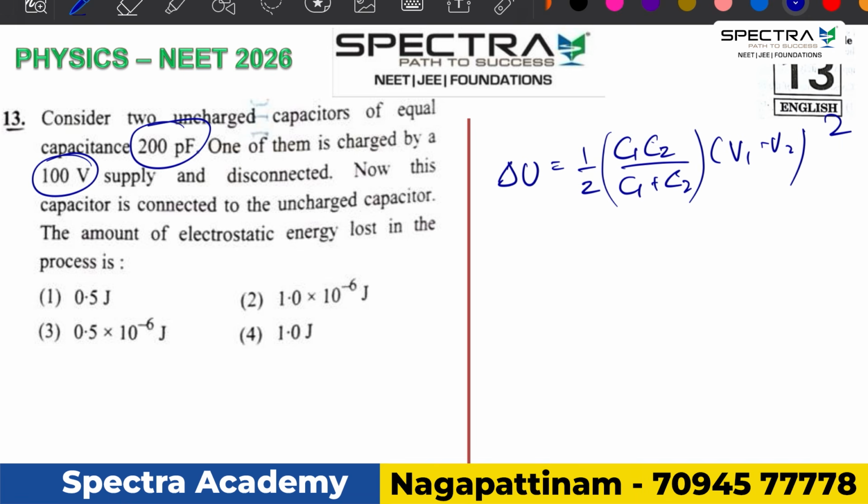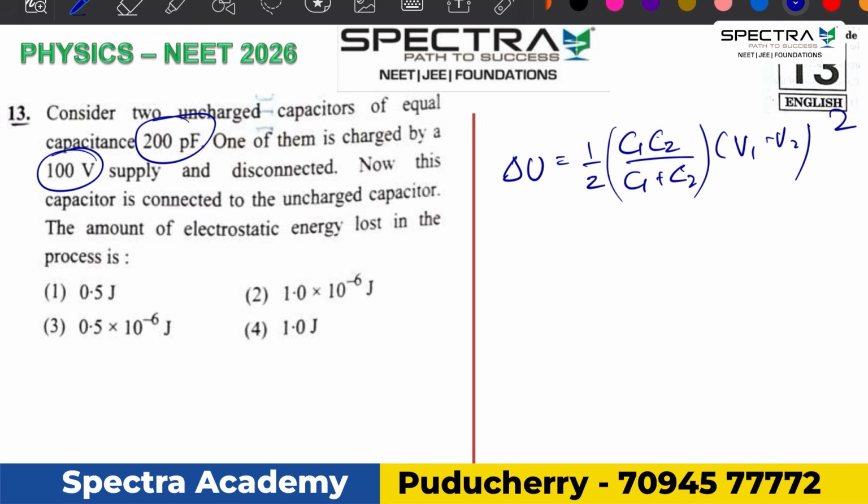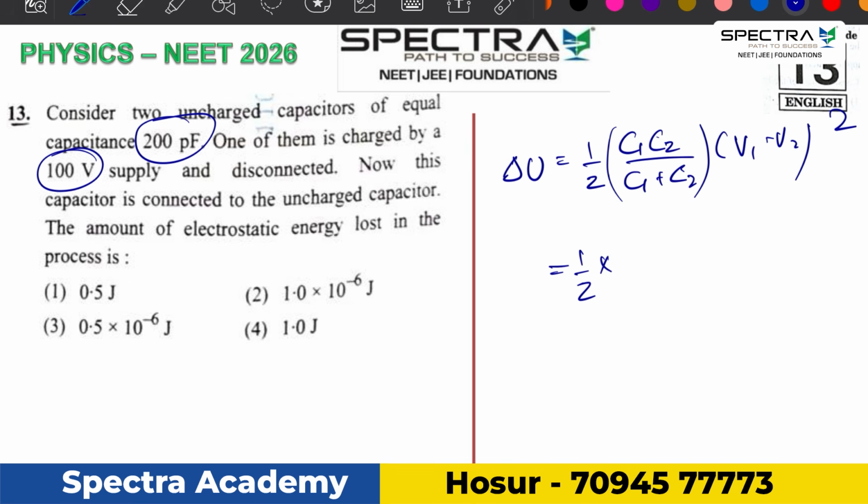V2 value you can give what, students? 0. Okay, because initially it is uncharged only. So on solving this, you will be getting the right answer. I will do it half into C1 C2.